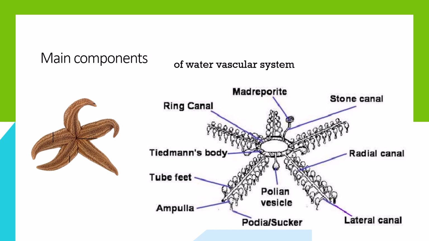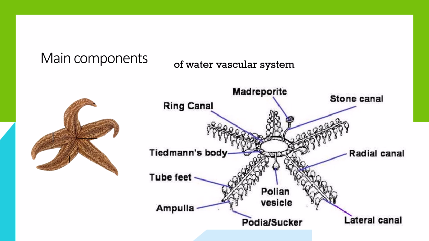When we remove the exoskeleton, the vascular system inside looks like this. Here we find a madreporite, which leads into the next part called the stone canal, and the stone canal leads into a round structure called the ring canal. From the ring canal, there are radiating canals called radial canals. Five radial canals are there because in starfish we find five arms, and in each radial canal you find structures called tube feet.